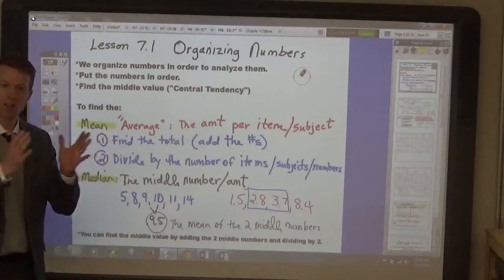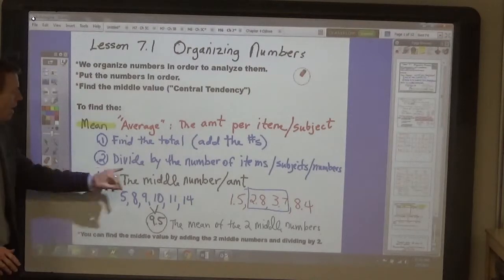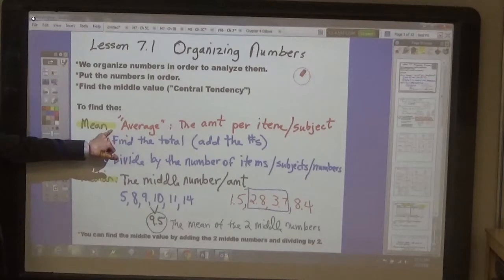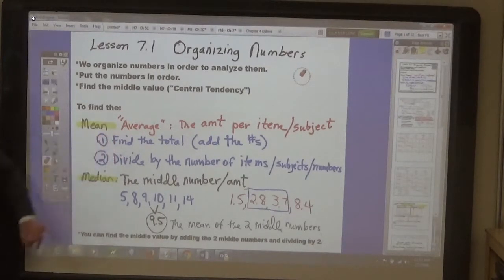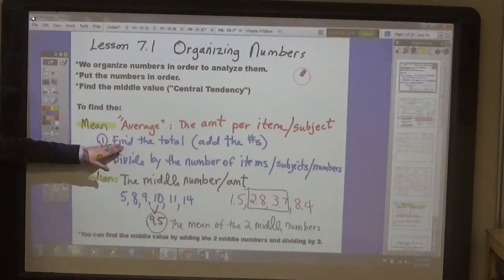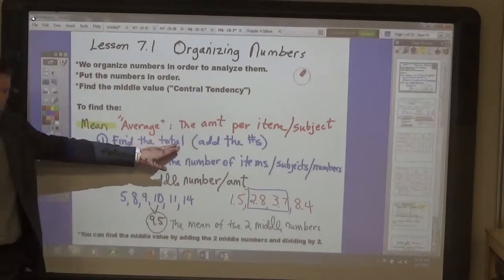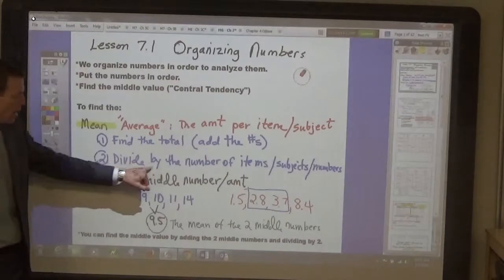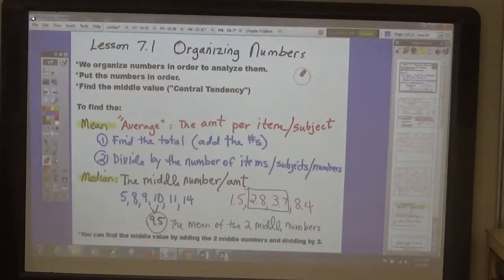If you were to add up all those percents, and then divide by the number of grades, you would find the mean. You'd be finding the average. Okay? I know you've done this before. You find the total of all of the numbers by adding them all up, and then divide by the number of numbers. Okay? That's how you find the mean of a set of numbers.